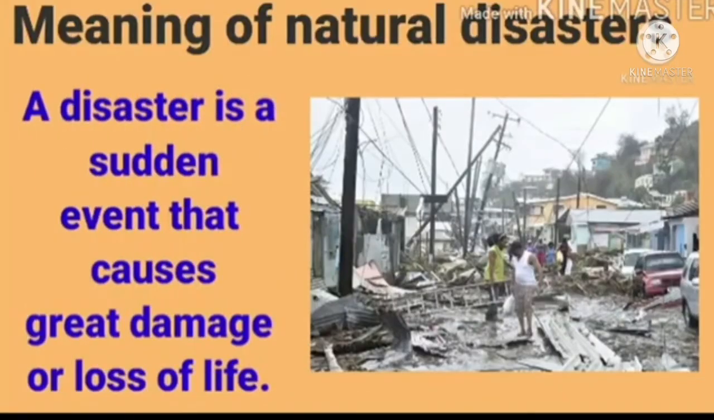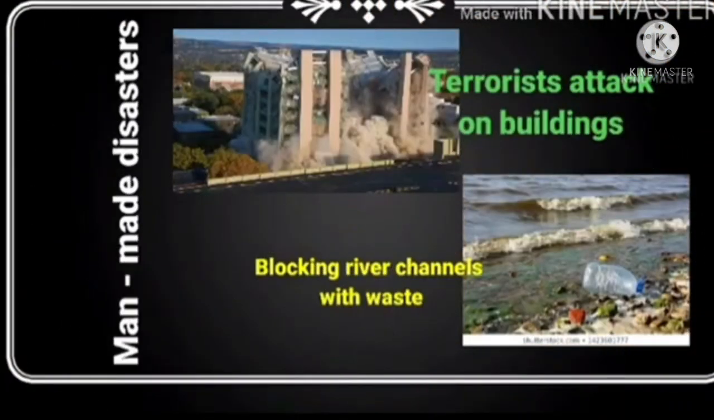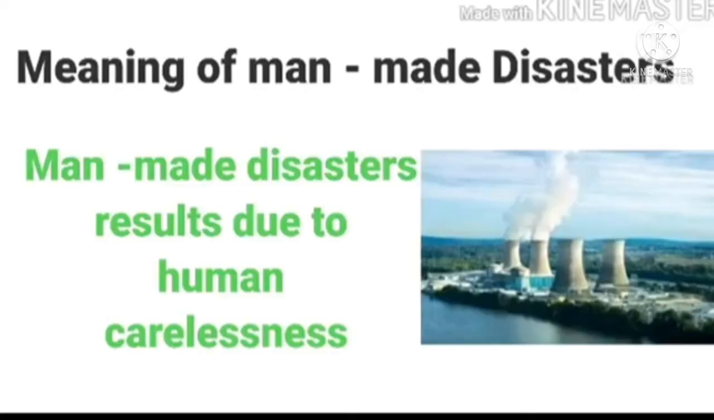What are natural disasters? First, a disaster is a sudden event that causes great damage or loss of life, just like the image before you. Now, man-made disasters. The first image is that of a terrorist attack on a building, and then the blocking of river channels.